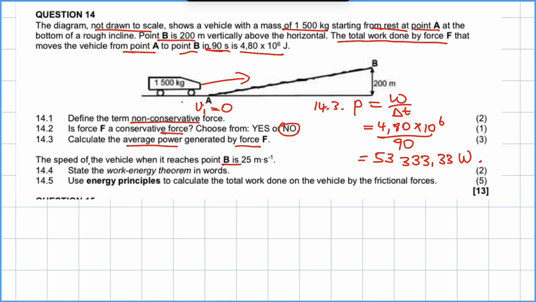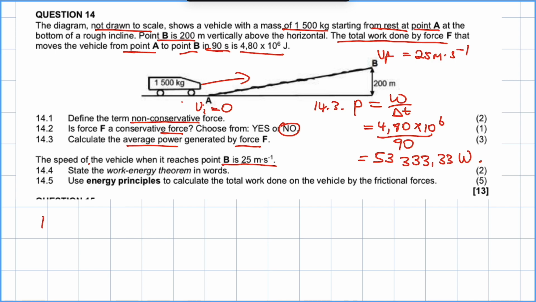Okay, before we go to 14.4, the speed of the vehicle when it reaches point B is 25 meters per second. So that will be our Vf, which is 25 meters per second. Okay, state the work energy theorem in words. The work done on an object by a net force is equal to the change in the object's kinetic energy. So that's the work energy theorem.